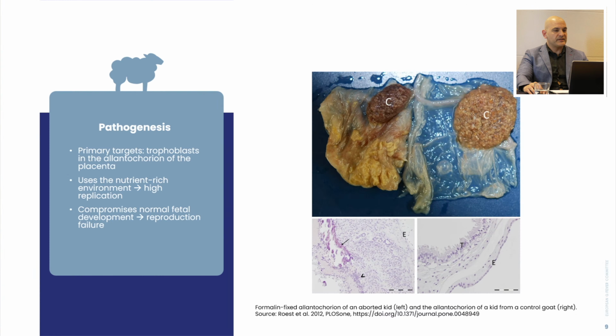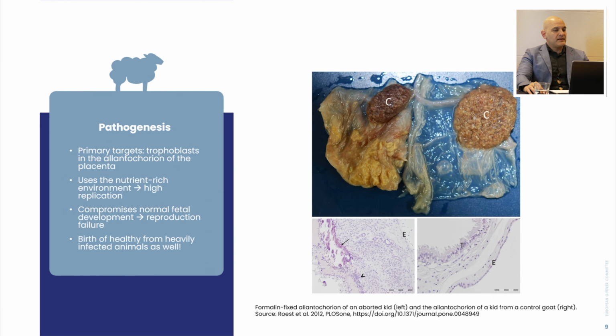Trophoblasts in the allantochorion of the placenta are the primary target cells for Coxiella. Upon colonization of the reproductive tract, the bacterium uses the nutrient-rich, immunosuppressed environment of the placenta to replicate to huge densities. During parturition, or in the event of an abortion, the materials can contain up to 1 billion bacterial cells per gram. In the image, we can see on the left that the allantochorion of an abortion case in an infected goat is severely thickened with a yellow, brownish exudate, compared to that of a non-infected goat on the right of the image, which is thin, glistening, and transparent, while the cotyledons show no obvious macroscopic changes.